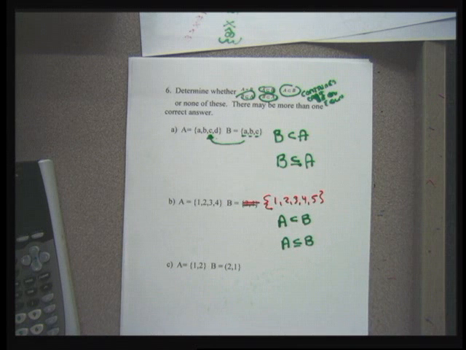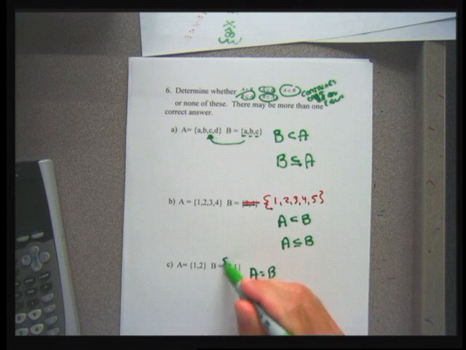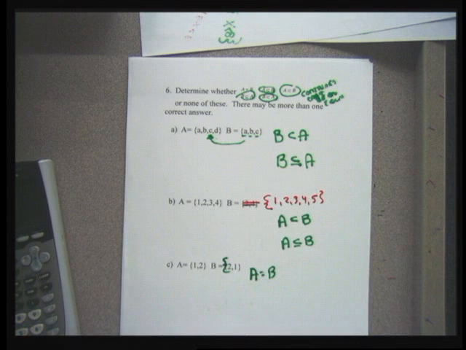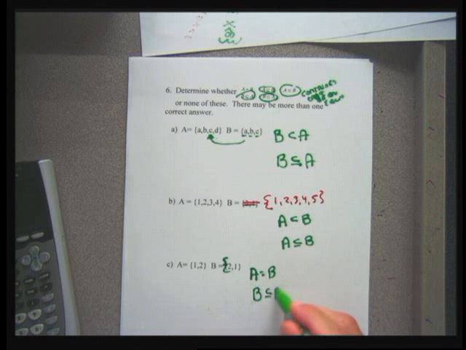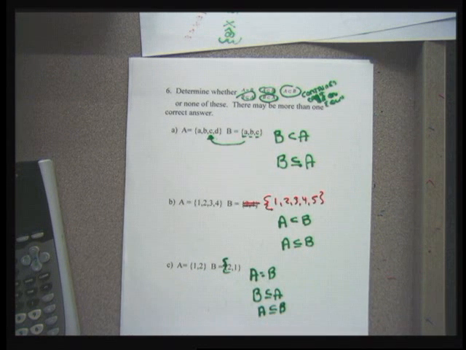Part C, those two sets are equal, so it's okay to say A equal to B. Again, I have a bad symbol here. And anytime you have equal, both the subsets with the equals are okay. Saying B is either a subset or equal to A, or saying A is a subset or equal to B are all okay. Sets that are equal, the subset with an equal line under it is also true.